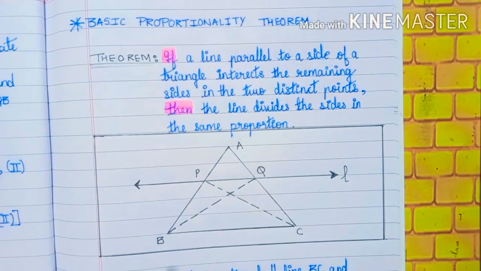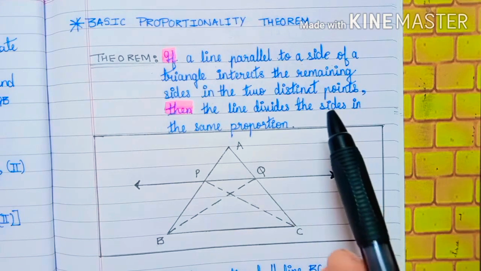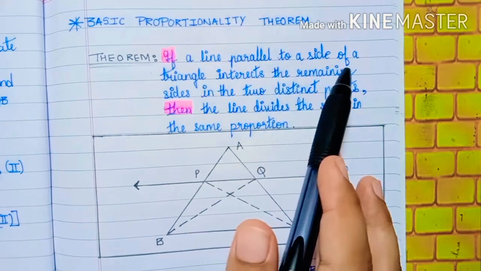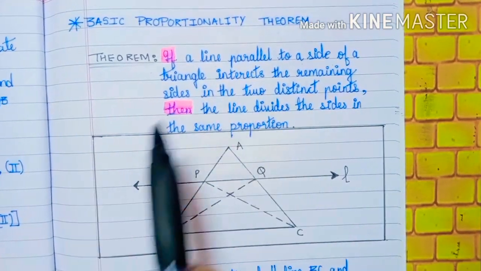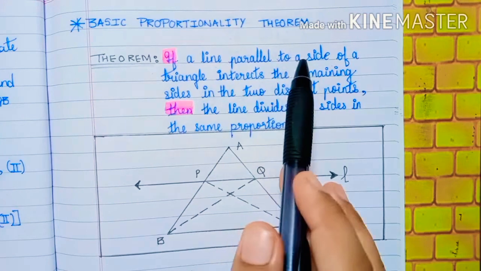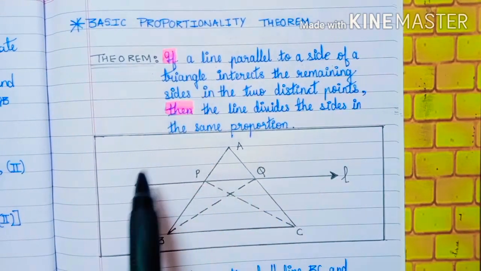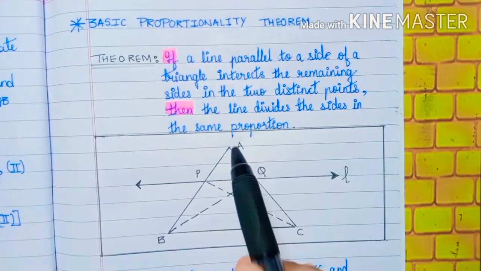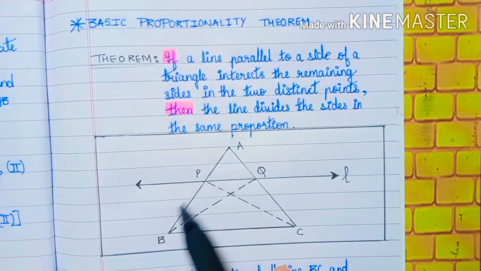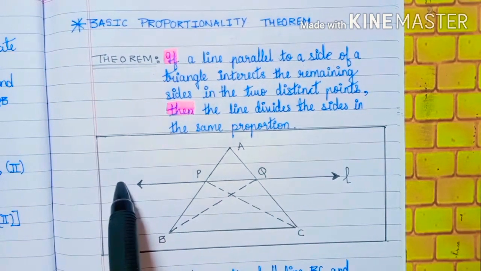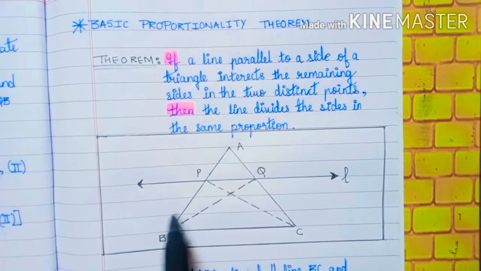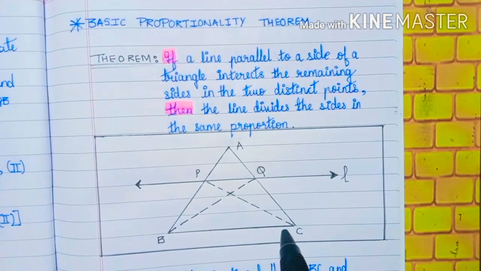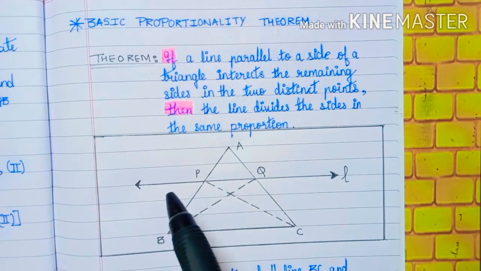So let us understand with the help of the diagram what does the theorem try to tell us. We will be breaking down these sentences so that we understand better. If a line parallel to a side of a triangle, line which is parallel to a side of a triangle, so this is triangle ABC, and line L is parallel to one of the sides, that is side BC of triangle ABC.